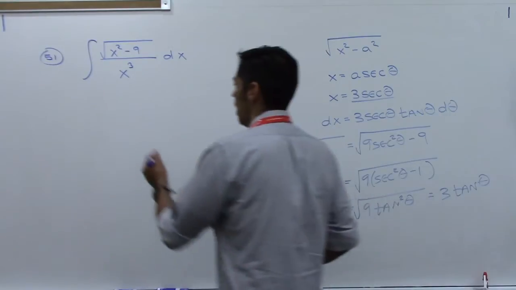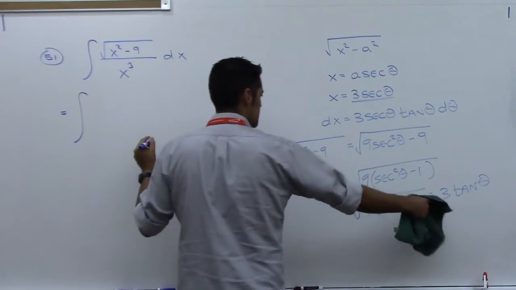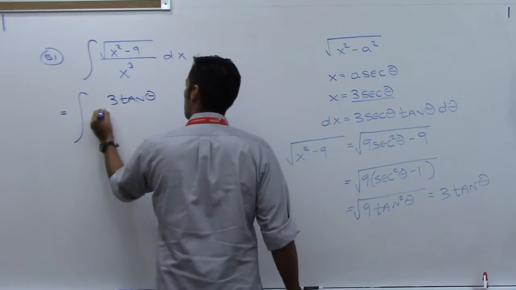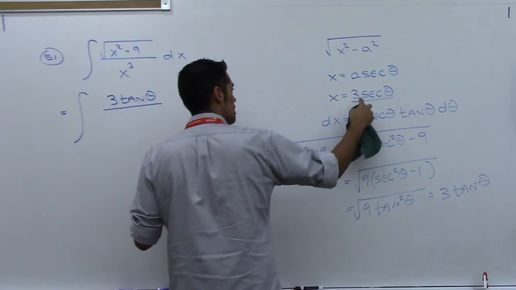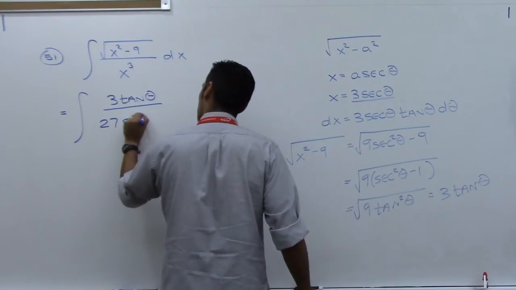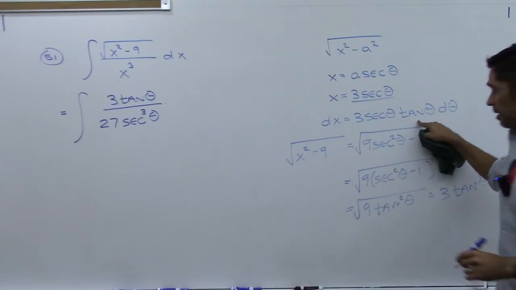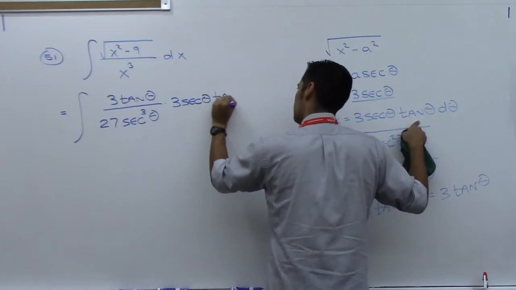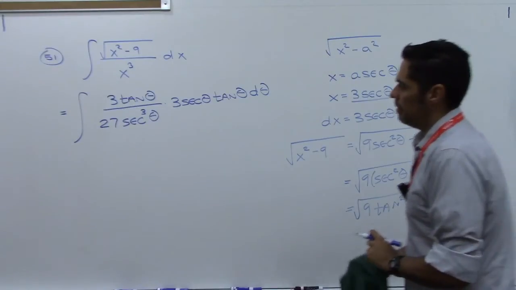All right, so I'm ready to rewrite the integral. The square root part turns out to be 3 tangent theta over x cubed. Interesting. So I'm going to take this and cube it. That means 3 times 3 times 3, that's 27, and secant times secant times secant, which is secant cubed theta, times now dx, which is 3 secant theta tangent theta d theta.